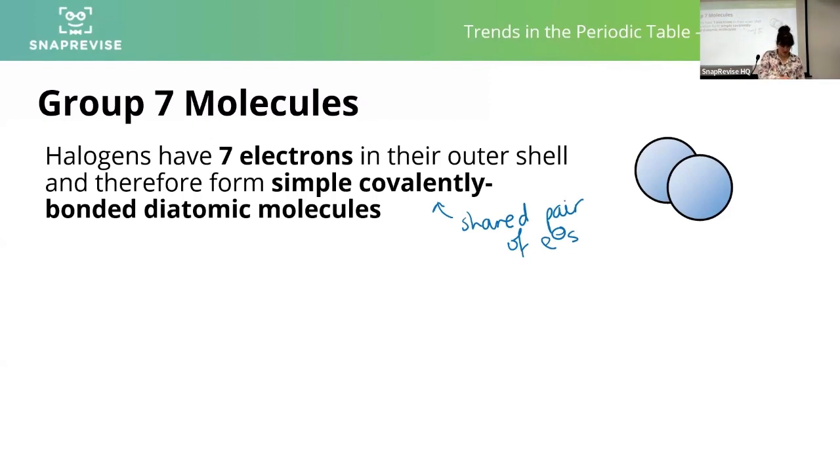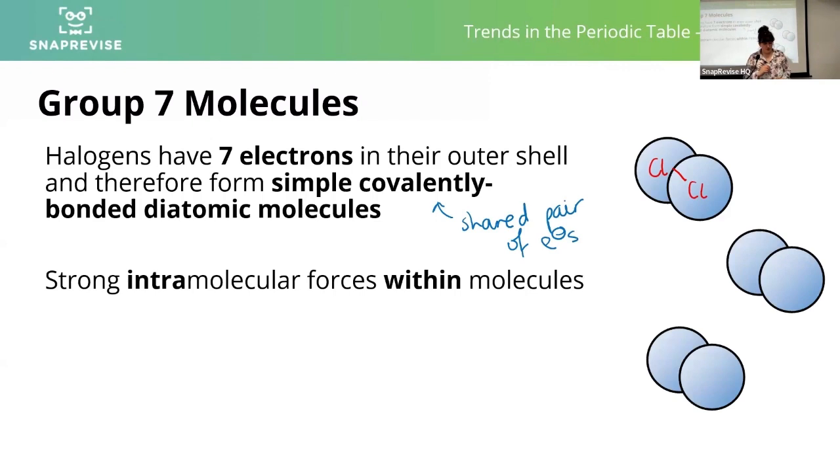Let's do these guys as chlorine. So that's a chlorine, that's a chlorine. They have a bond between them. These covalent bonds are very strong. So chlorine molecules, halogen molecules, if they are our elemental molecules, just made up of the same atom bonded to another one of the same atom, have very strong bonds between them. Covalent bonds are strong.